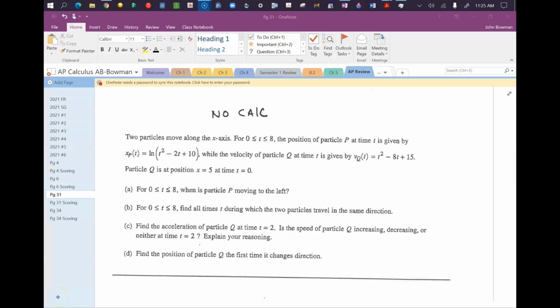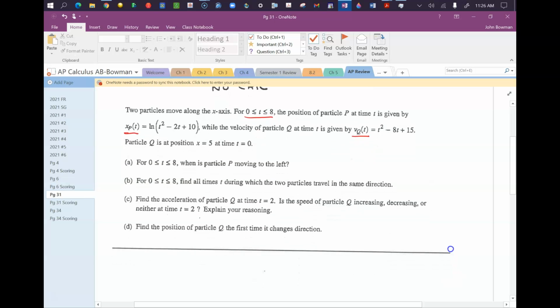So our first problem is a no calculator problem, and it tells us that two particles move along the x-axis for the closed interval from 0 to 8, meaning that that includes those endpoints. The position of particle P at time t is given by xp of t, while the velocity for particle Q at time t is given by vq of t. It also tells us that particle Q is at position 5 at time t equals 0.